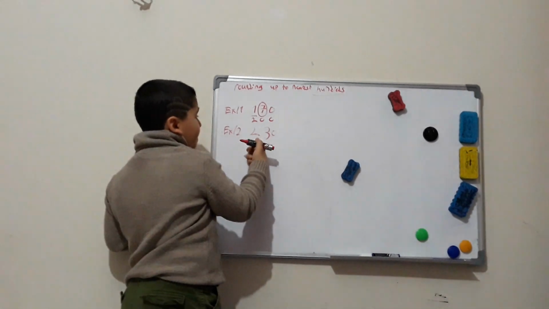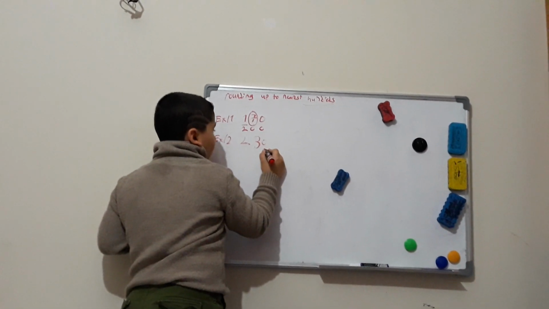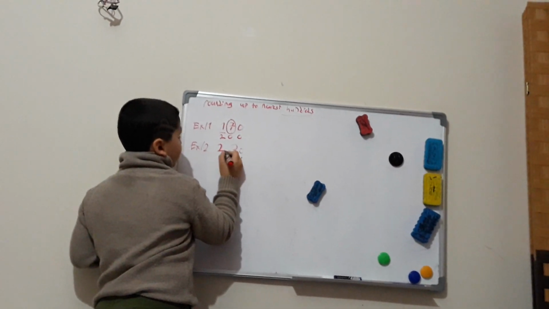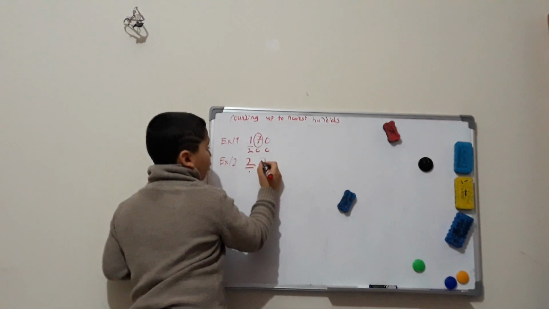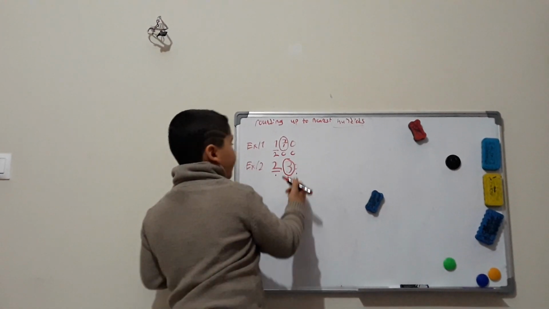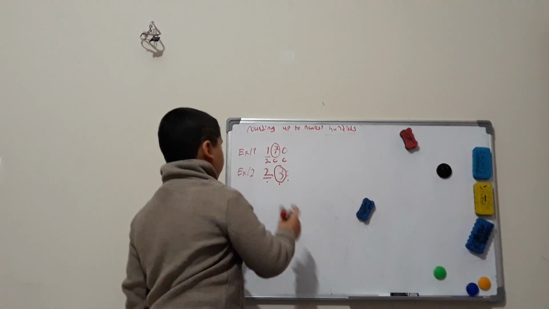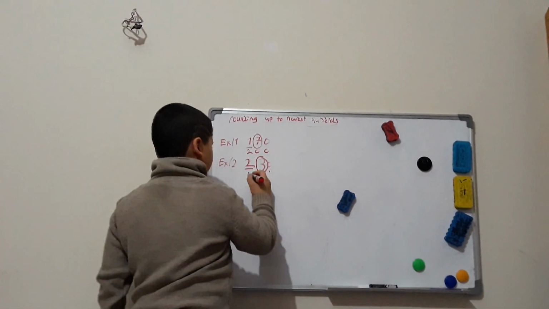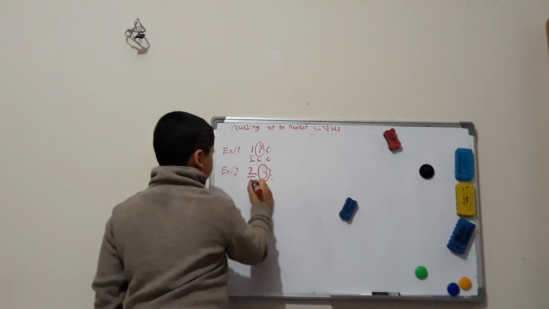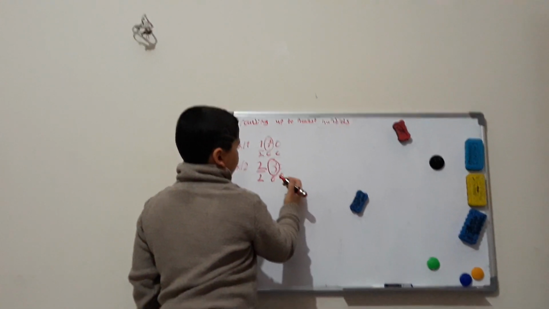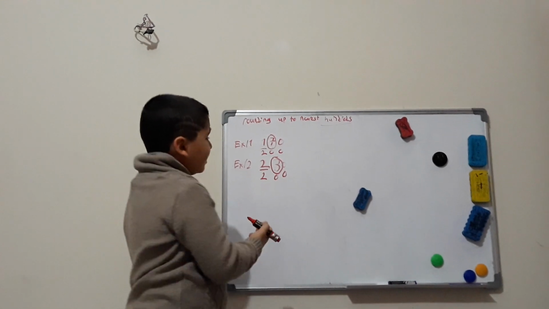Let's look at the second one. Here, this is ones, this is tens, this is hundreds. So my number is this. I will look at my neighbor, that 3. 3 is less than 5, so we will round down. This will be 2, this will be 0, and this will be 0. So my answer is 200.